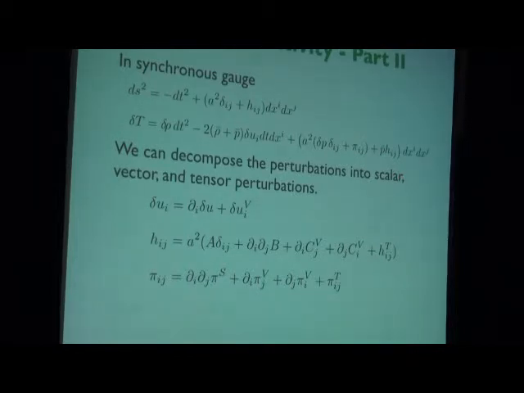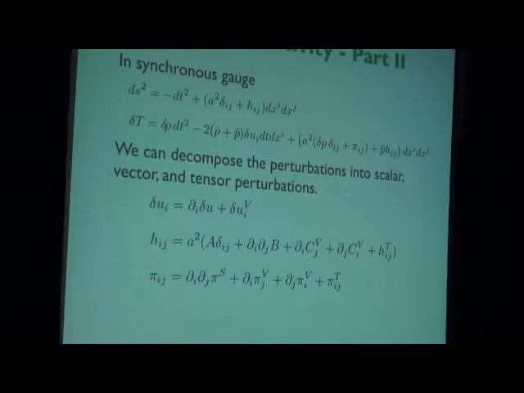So one thing that's convenient is to decompose these perturbations into scalar, vector, and tensor perturbations. So for example, for the velocity, we can write it as a gradient and a curl piece. It's a vector, so you can always write it as a gradient and a curl. And then similarly, you can decompose the metric perturbations as a piece that's proportional to the metric. Then there's a piece that's proportional to di dj. And then there's a piece that's supposed to be transverse. And then we can construct this, and then the graviton, or the transverse traceless piece of the metric, which is the tensor perturbation. And similarly, we can decompose the anisotropic stress.